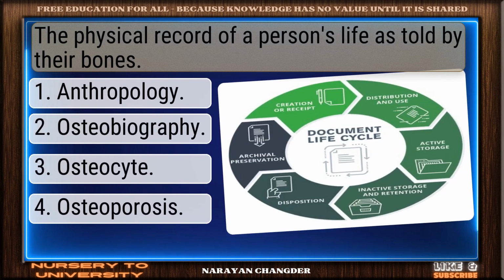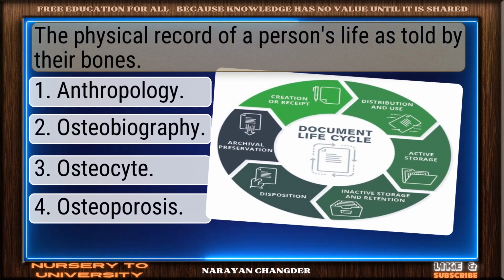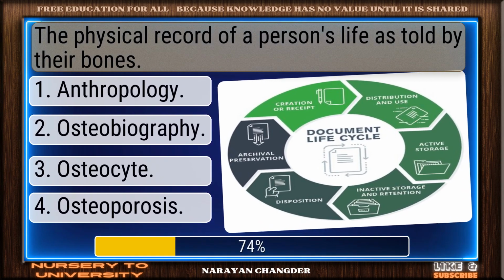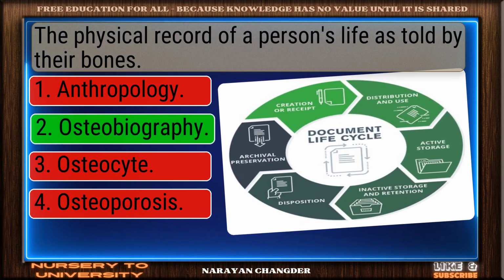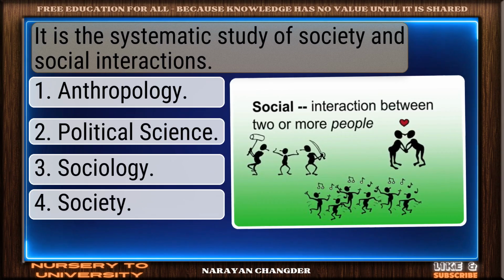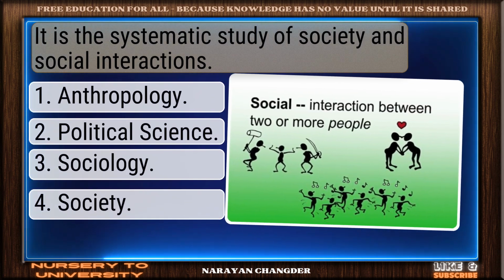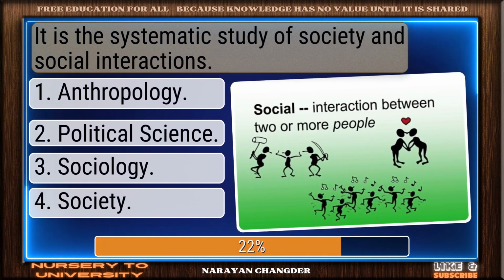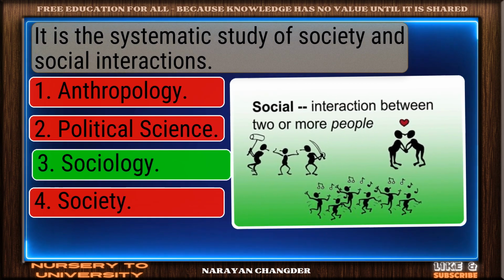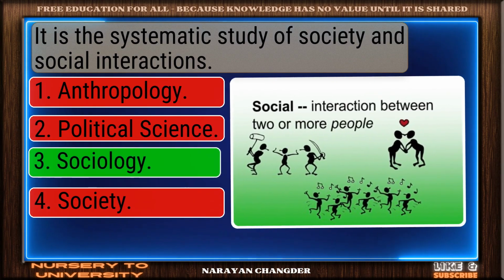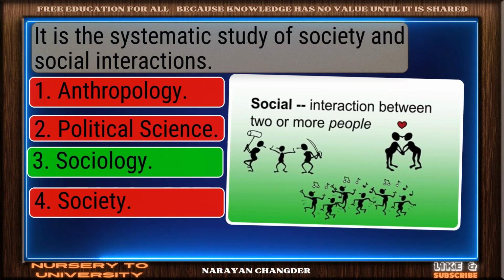The physical record of a person's life as told by their bones. You chose osteobiography, and it is correct. It is the systematic study of society and social interactions. Well picked. Sociology is the correct answer.